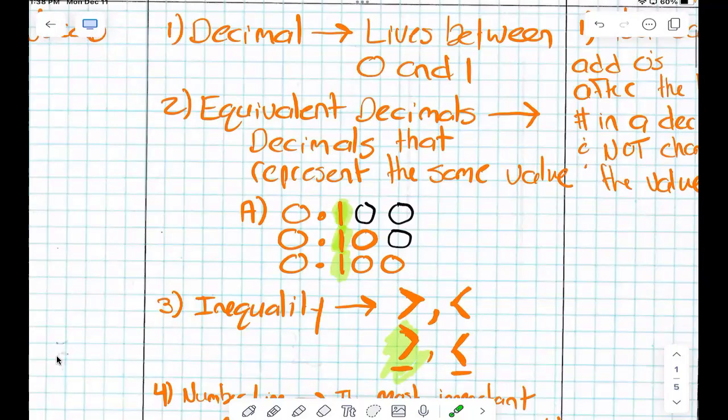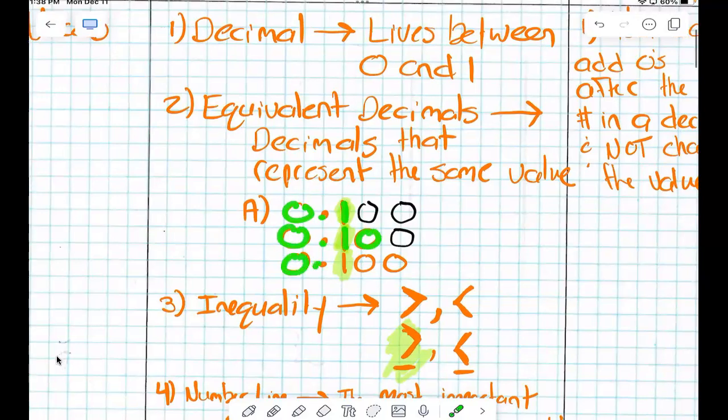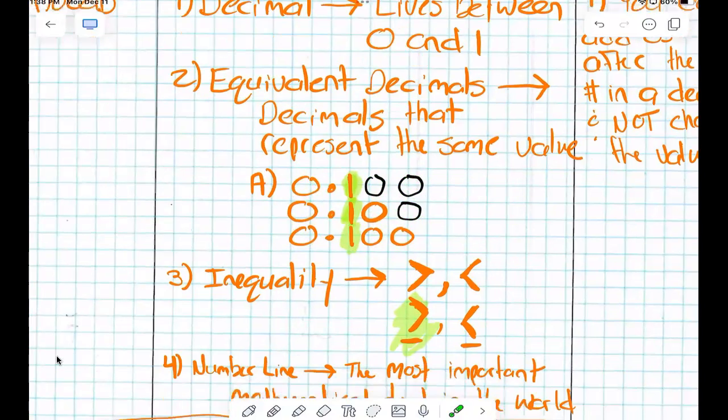I gave you equivalent decimals, or decimals that represent the same value. If I give you this number, 0.1, and I give you this number, 0.10, and I give you this number, 0.100, are they all the same? Yes. And my proof would be these black zeros that I added in. Do all those numbers now look the same? Yes. Equivalent decimals. Inequalities, you know what they are.